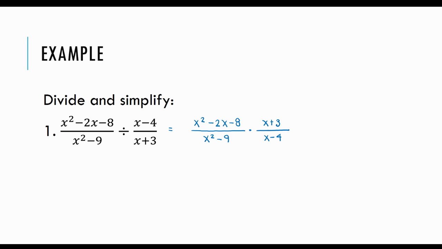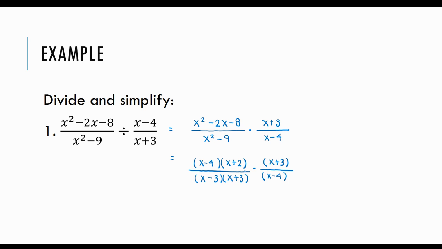All right, so now I can go ahead and factor. For my first numerator, I want to factor what multiplies to -8 but adds to -2, and that would be x minus 4 times x plus 2. In my denominator, x squared minus 9 factors into x minus 3 times x plus 3. In the second fraction, it looks like that numerator is not going to be factorable, and neither is that denominator.